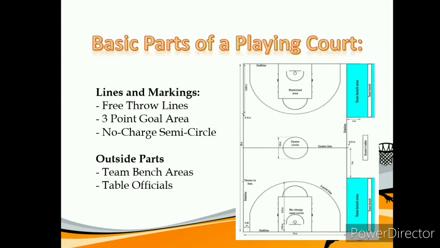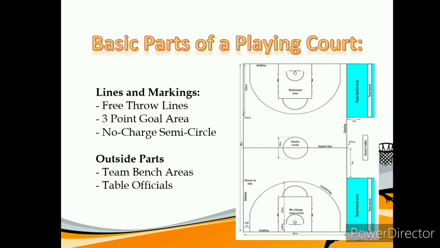Today, I'm going to show you some of the basic parts of a playing court. If you remember, the other parts were already discussed last time by Miss Fernando. So this is the continuation of it. Inside of the basketball court, we can notice the painted lines and markings, specifically the free throw lines, the 3-point goal area, and the no-charge semicircle. On the other hand, we also have the outside parts, which are the team bench areas and the table officials.